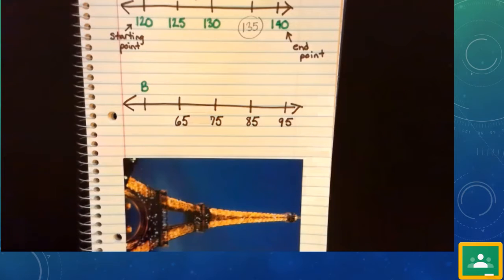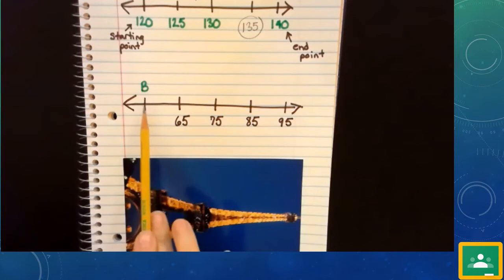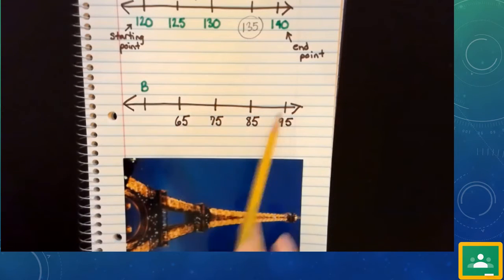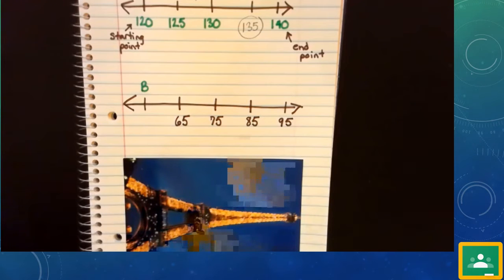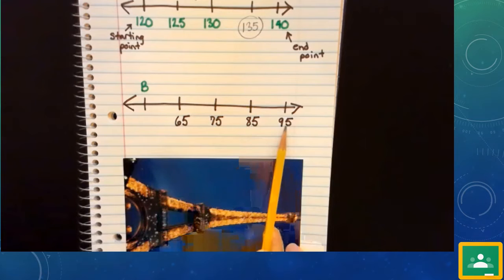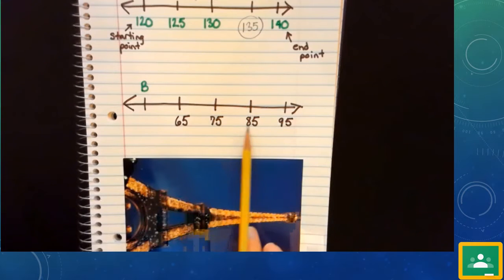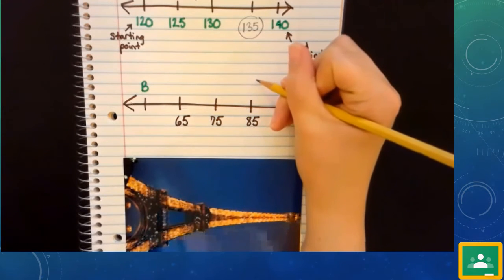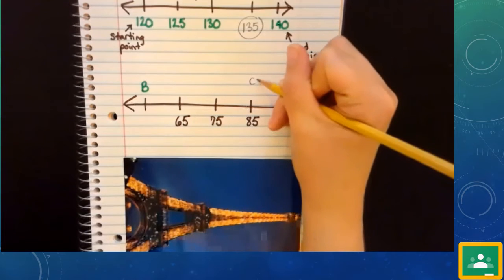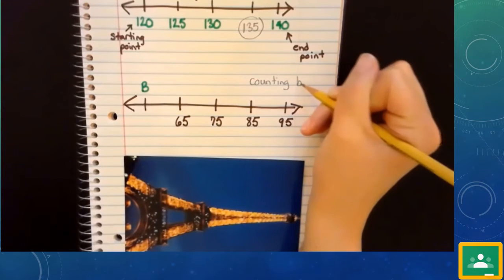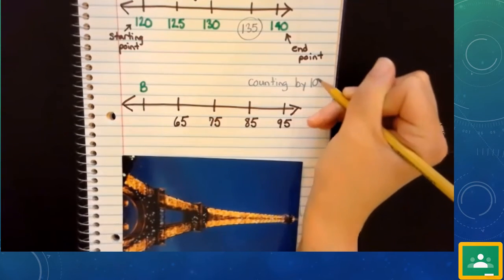So here's an interesting number line. I still have 5 hash marks and 4 units in between my numbers. But this time, I don't know what the starting point is. I know that the end point is 95, and when I look at the pattern of numbers, I'm noticing that this pattern is not counting by fives, it's counting by tens. Okay, so remember, that's important.